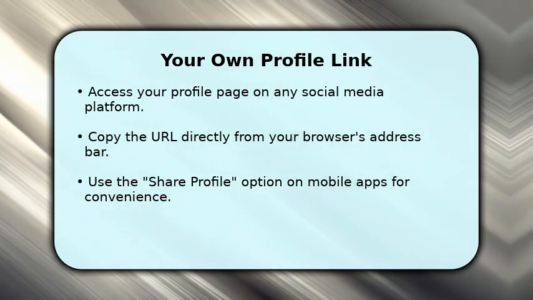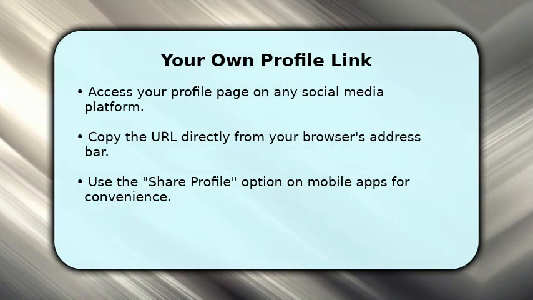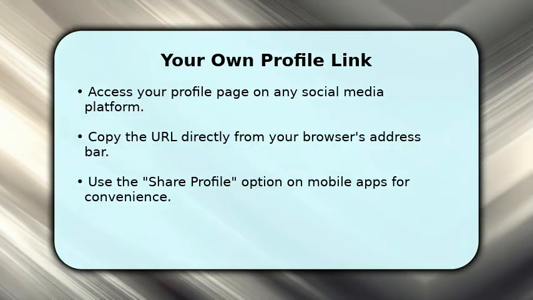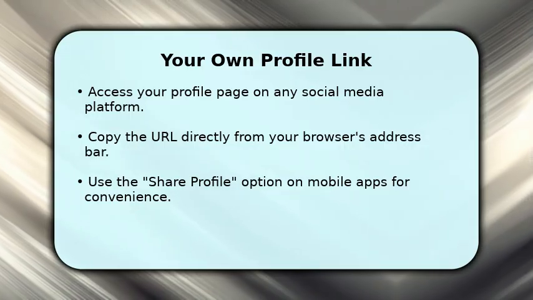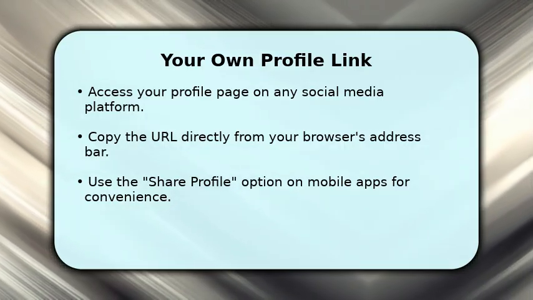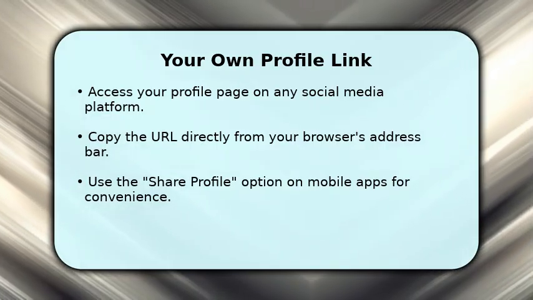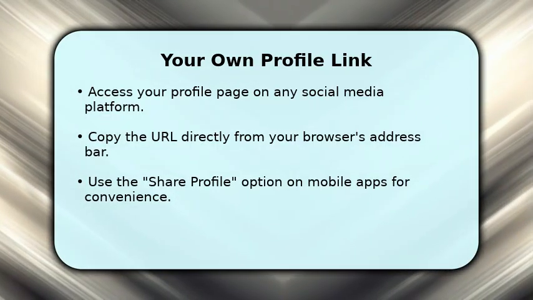To find your own social media URL, first navigate to your personal profile page. If you are on a desktop computer, simply look at your browser's address bar. The full web address displayed there is your profile URL. On mobile devices, many apps offer a Share Profile button, often found in your settings or on the profile itself, which provides the direct link for easy copying and sharing.